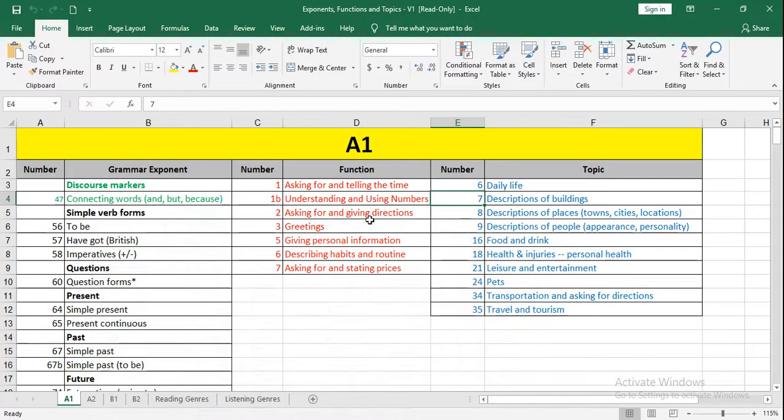And sometimes as well, when you're writing an item, it will be necessary to make a note of the number that you are using. So for example, grammar exponent number 64, present simple, function 5, giving personal information, topic daily life number 6, for example. You may be required to make a note of those numbers.